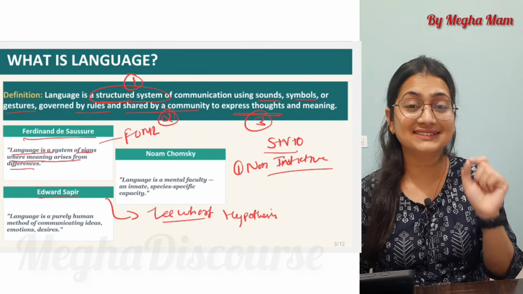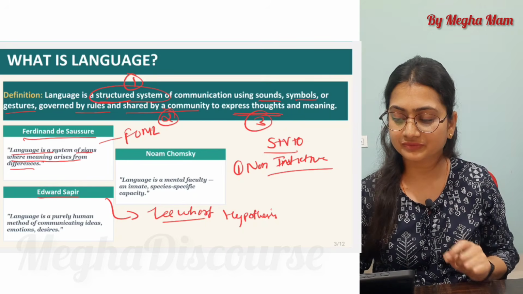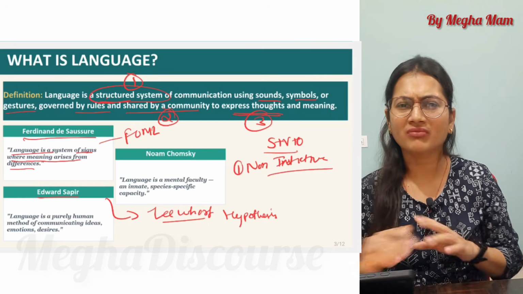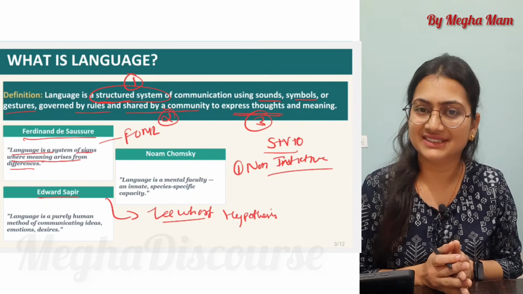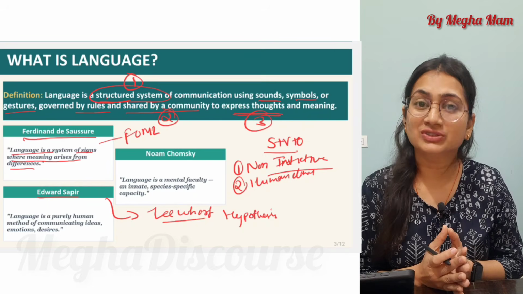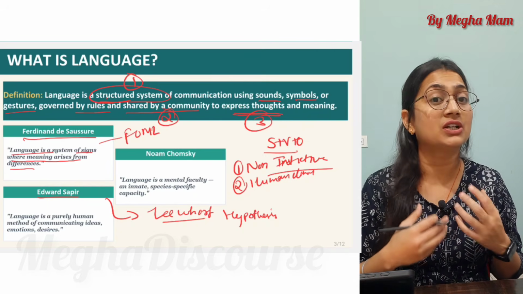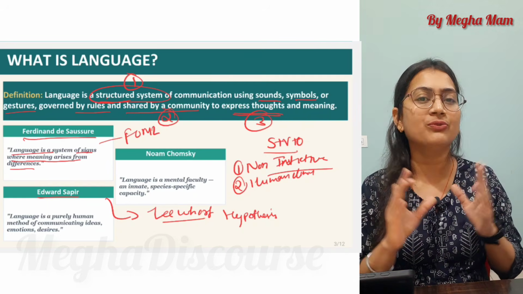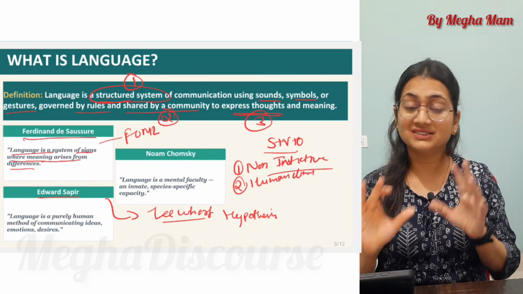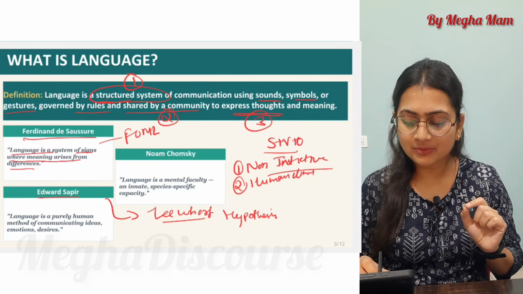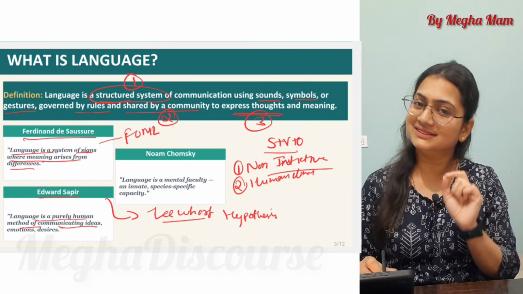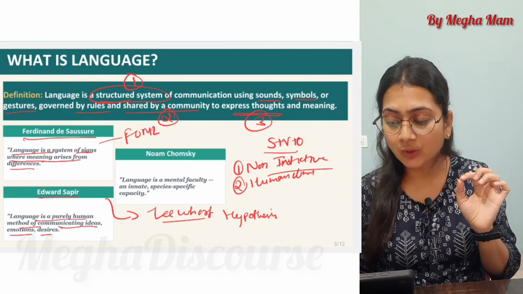And second, he has given another thing, that human element. Okay, that the language is a cultural concept. That language is the primary medium in shaping the society and in expressing our thoughts, desires, not only the facts, but the desires, ideas, ideology. Okay, so this is the idea of Edward Sapir, that language is a purely human method of communicating ideas, emotions, desires.